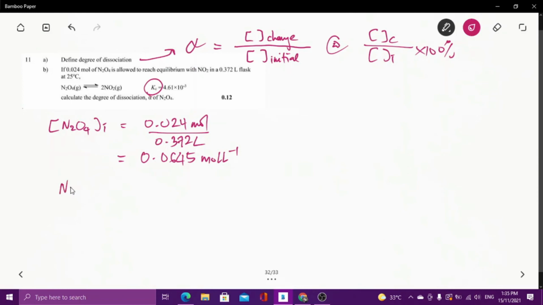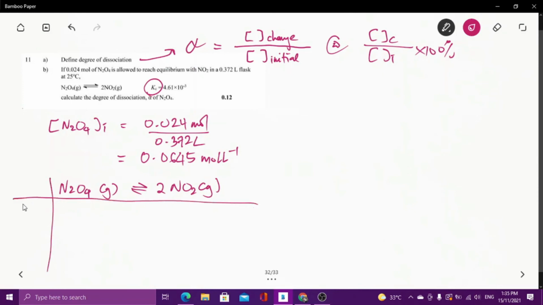So kita ada N2O4 gas forming 2 NO2 gas. So kita buat ice table kita. So kita ada concentration initial, concentration change and concentration at equilibrium. So at N2O4 kita ada 0.0645, but at 2NO2 kita tak ada lagi, so kosong lah.